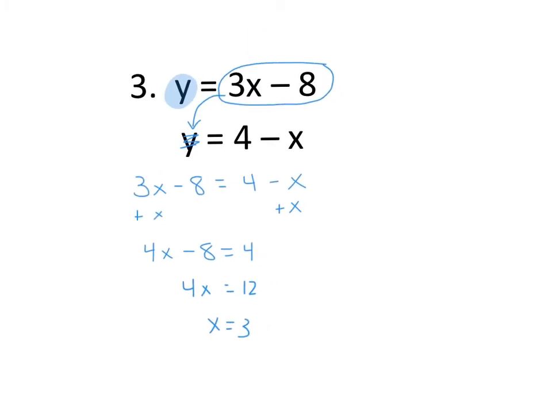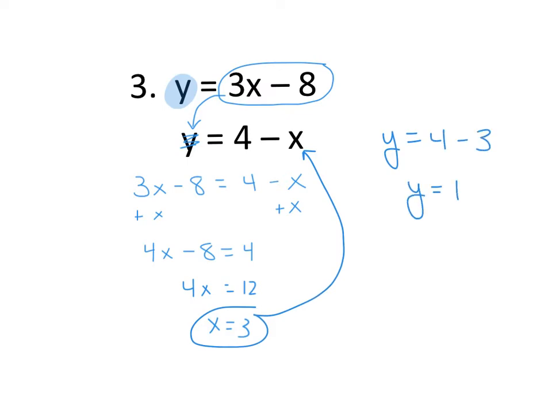Okay, so now I'm going to take and plug in. Again, it does not matter which equation up here you plug into. On this one, I'm going to go ahead and just plug into the bottom because that looks easier. So y equals 4 minus my x value, which is 3, or y equals 1. So my coordinate point here will be 3, 1. And there's my answer.